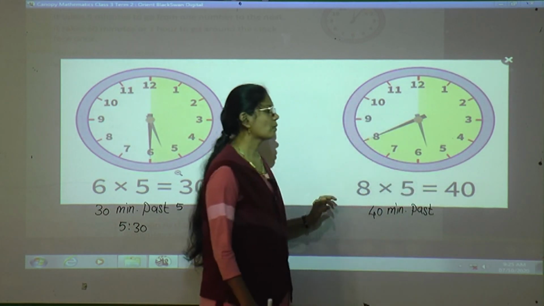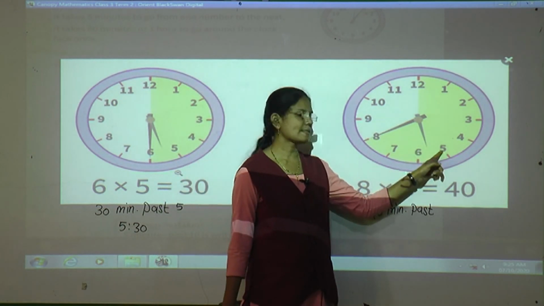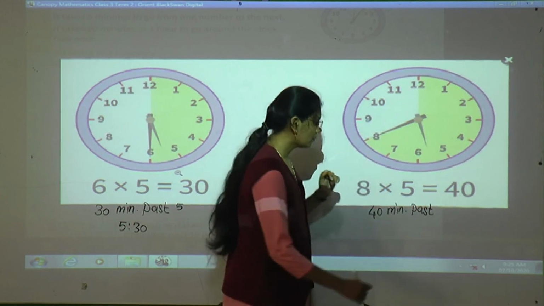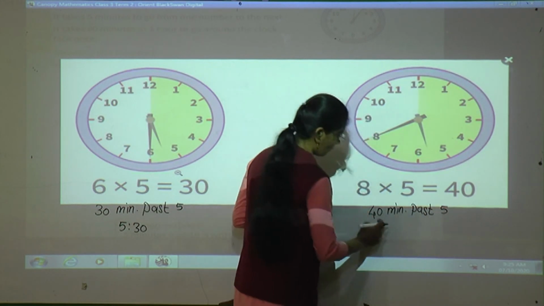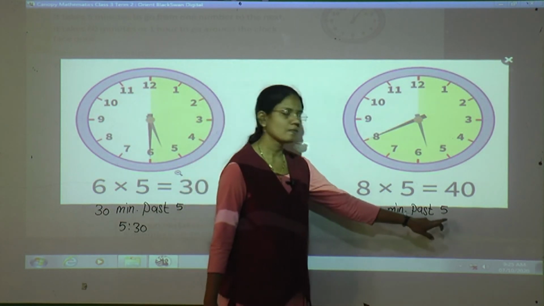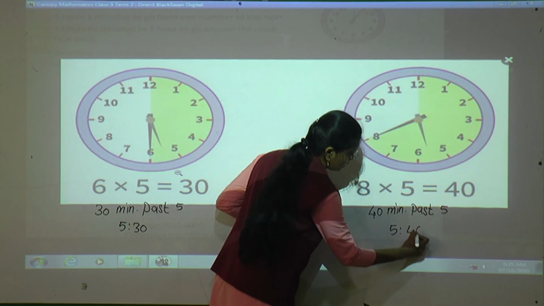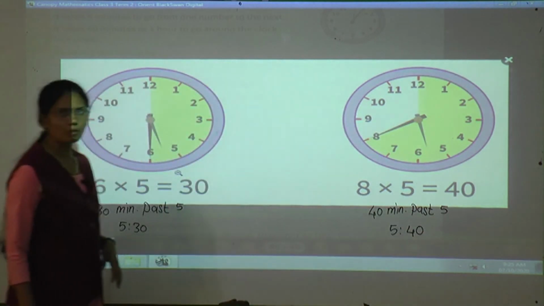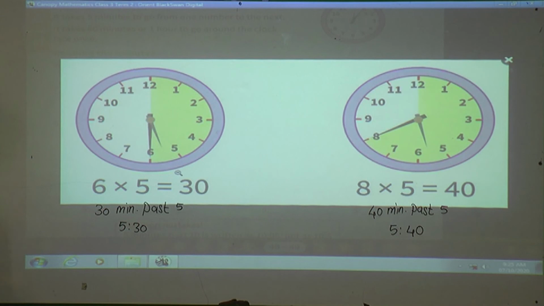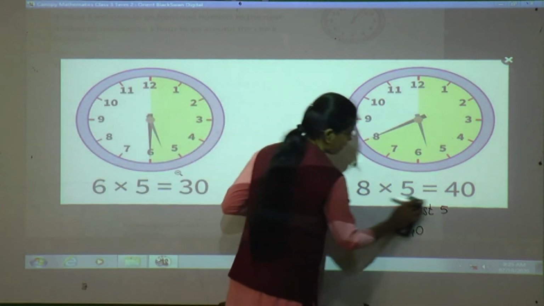Now you have to see where is the hour hand. Where is the hour hand now? It has crossed 5. So here we'll write 5. 40 minutes past 5 means what is the time? 5:40. Okay. Now 2 more examples are there.